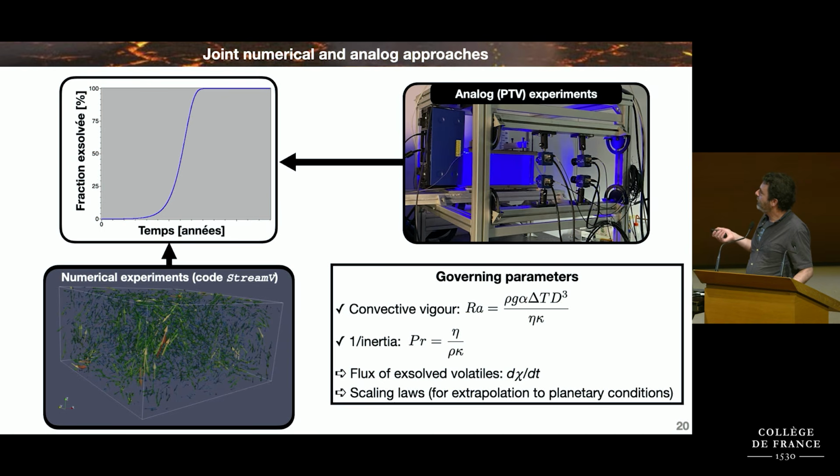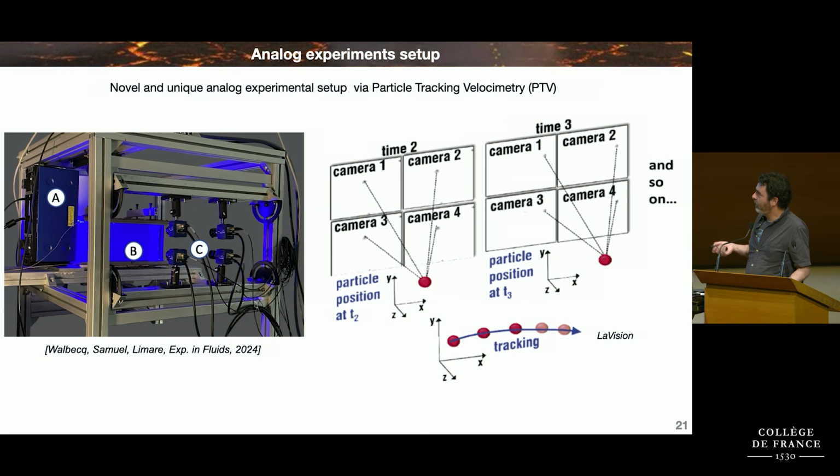And so this allows us to do exactly the same treatment as a numerical experiment, and therefore to cross-validate the numerical and the analog experiment, which is something that is rarely done in geodynamic studies. So a little bit more about this nice experiment. So this is a particle tracking velocity method. So this is a close-up view of the experiments that I showed earlier.